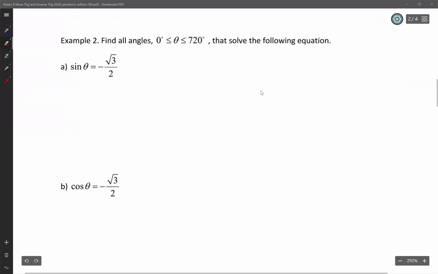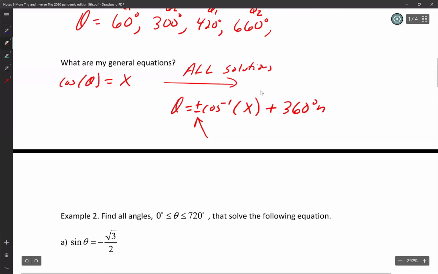Oh, n is just how many revolutions we've done. So if I've done one revolution, you put a 1 in there. If you've done 2 revolutions, you put a 2. If you've gone negative, like if you went clockwise, you put -1 for -1 revolution. So n is just how many revolutions.